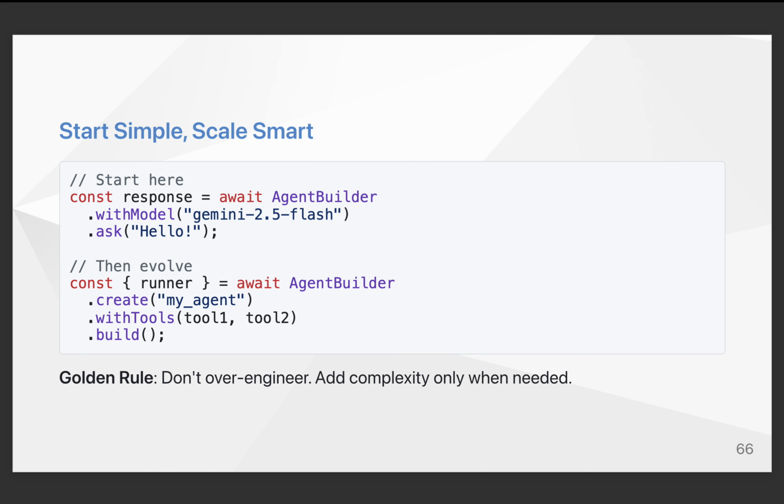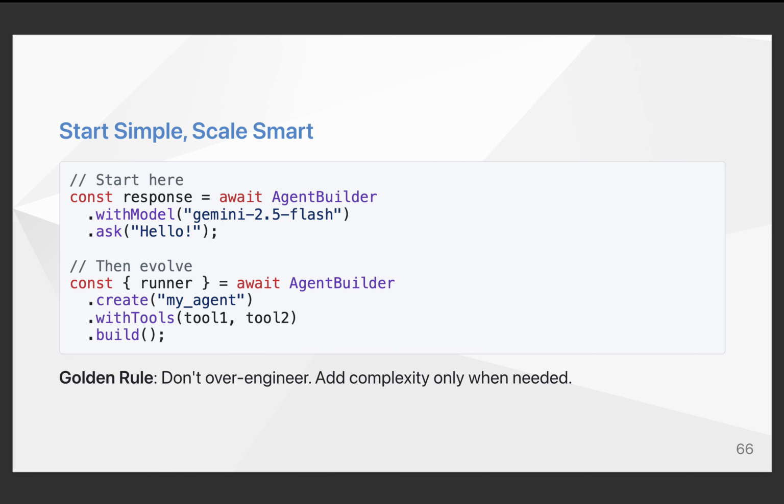The golden rule of ADK-TS is to start simple and scale smart. Begin with the most absolute basics, a simple agent builder with just a model and ask method. Get it working, understand the flow, then gradually add complexity. Add tools when you need them and add sub-agents when conversations get complex. Add workflows when you need automation.